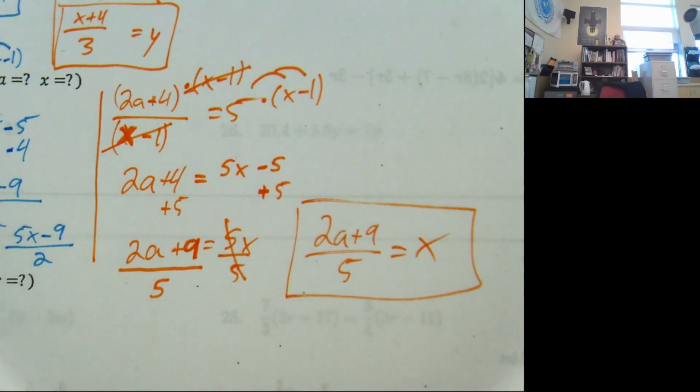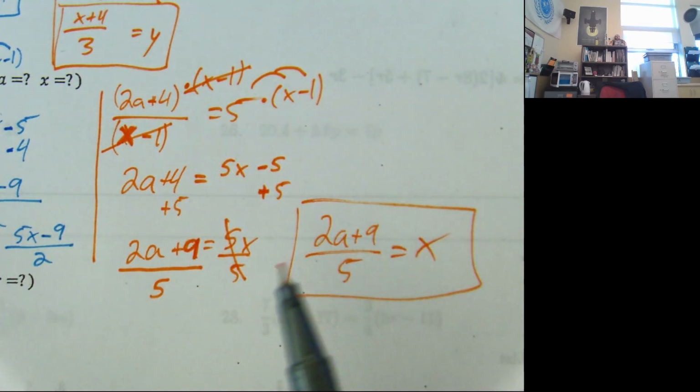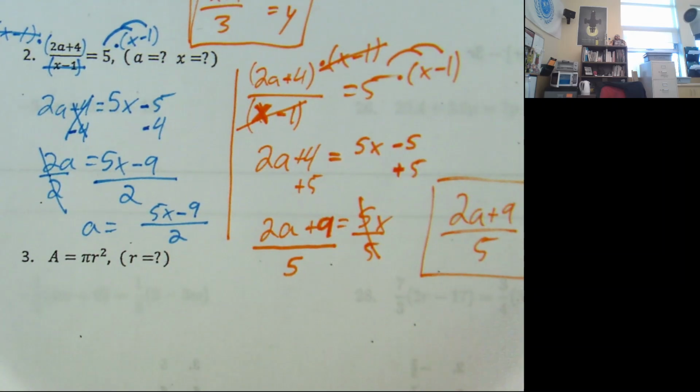Okay, yes. You mean isolating for x is easier than isolating for a? I mean, it's the same set of steps. You're just adding and subtracting and dividing by different things. Okay.